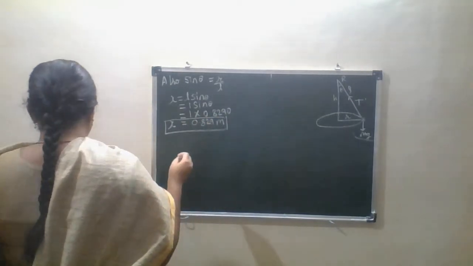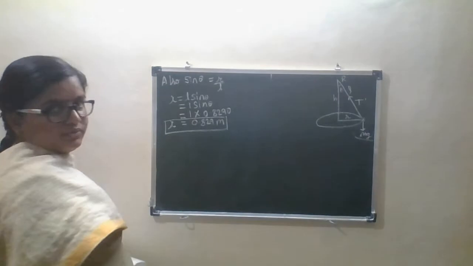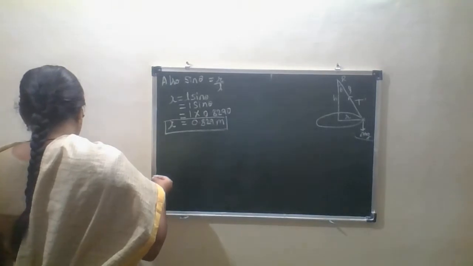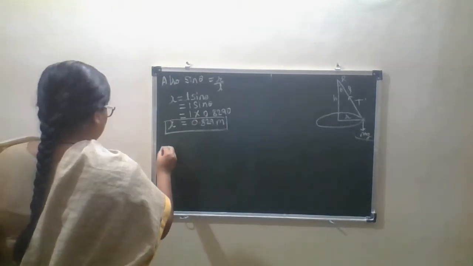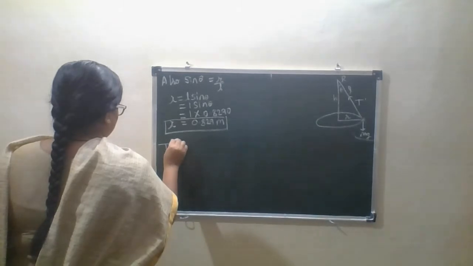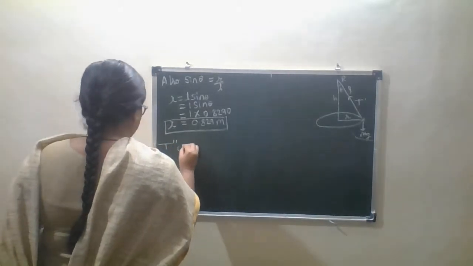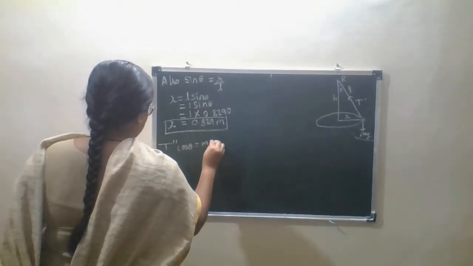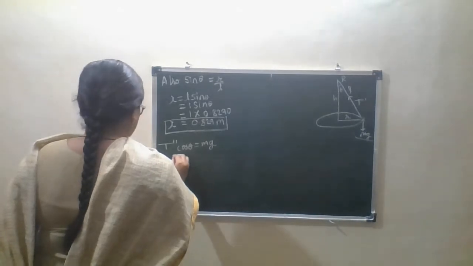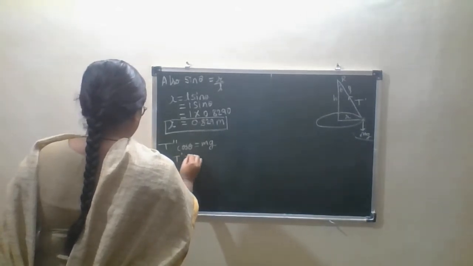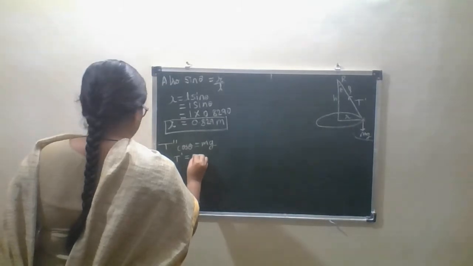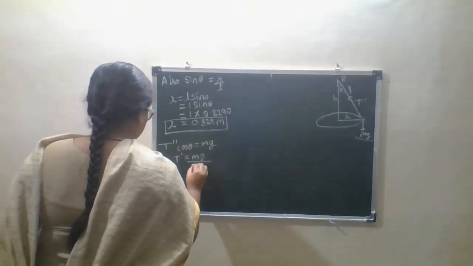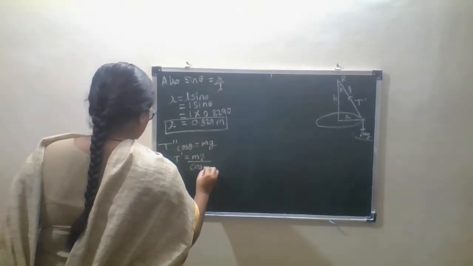Now we have to find the tension in the thread. What is the tension in the thread? T cos of theta is equal to mg, and T is equal to mg upon cos of theta.